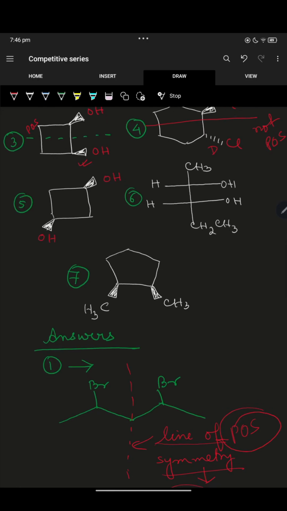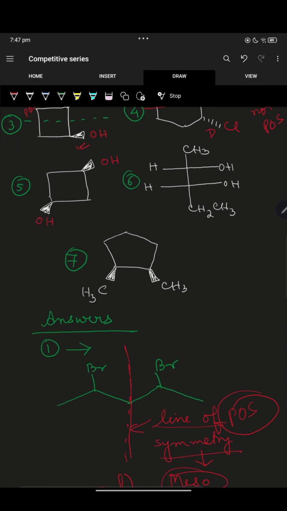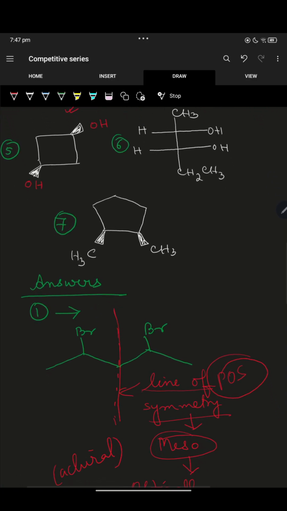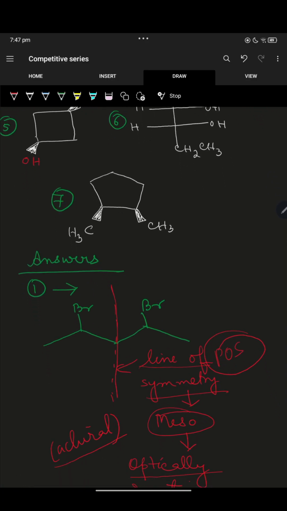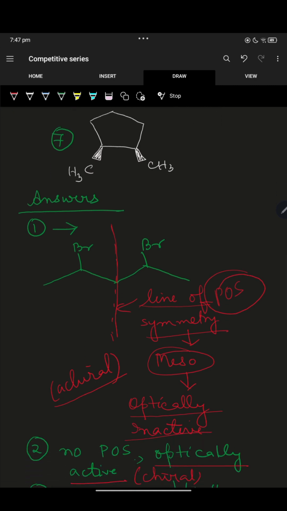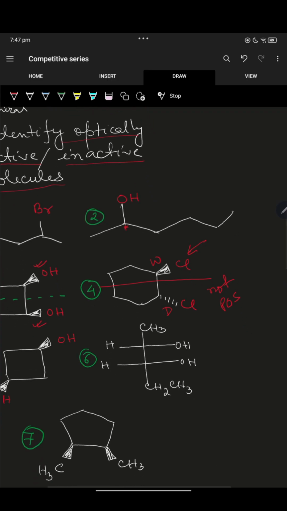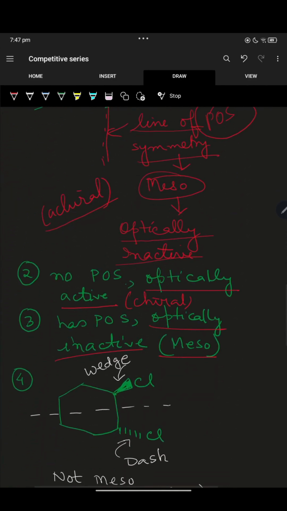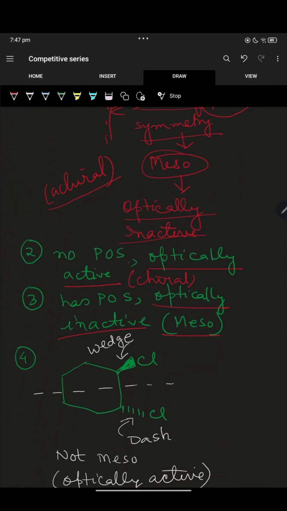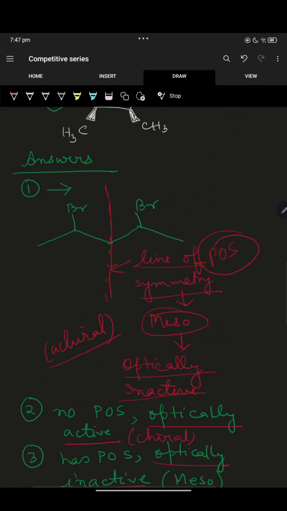First one, this is your internal line of symmetry. This is the POS, for which this is a meso compound and it is achiral, optically inactive. Second one, let us see what is there in the second one. This is the chiral carbon, and you do not have any plane of symmetry or center of symmetry inside the structure of the molecule. So, no POS, optically active. The molecule is chiral.